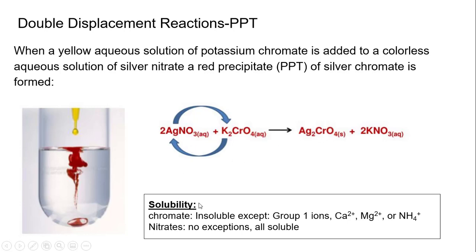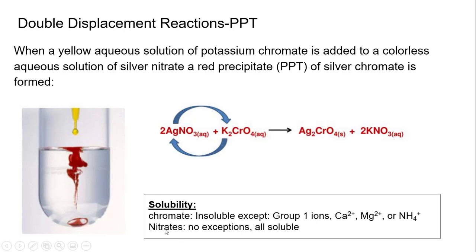So I pulled this from the previous slide, so you can see how this is read. So we have silver nitrate, nitrates, no exceptions, all soluble. That means that anything that comes into contact with nitrate is aqueous. It's going to stay in aqueous ionic form. So the nitrate on here is aqueous, and whatever is on this side is also going to be aqueous.